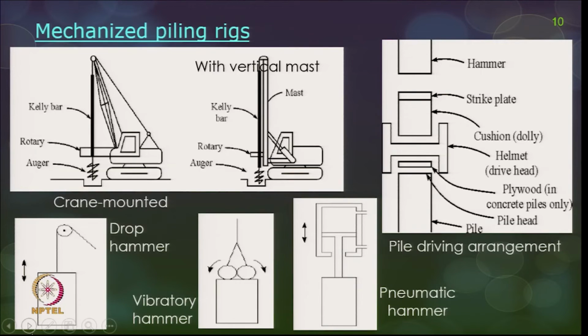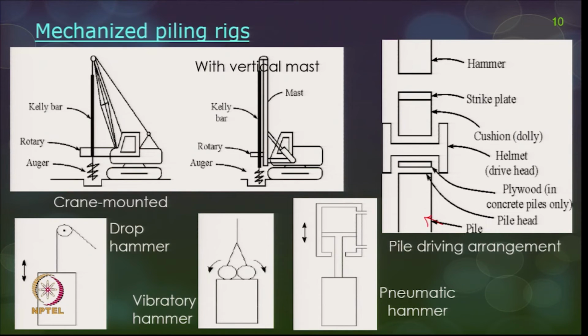Now, the next operation is piling. We will discuss pile driving equipment. Mechanized piling rigs are primarily crane-mounted piling rigs, used to drive a pile beneath the soil for foundation. This is the pile driving arrangement. You have a hammer, a strike plate, a cushion or dolly, a helmet beneath, then plywood in case of concrete piles, and then the pile head, which we call the pile cap, and then the pile which is driven inside.